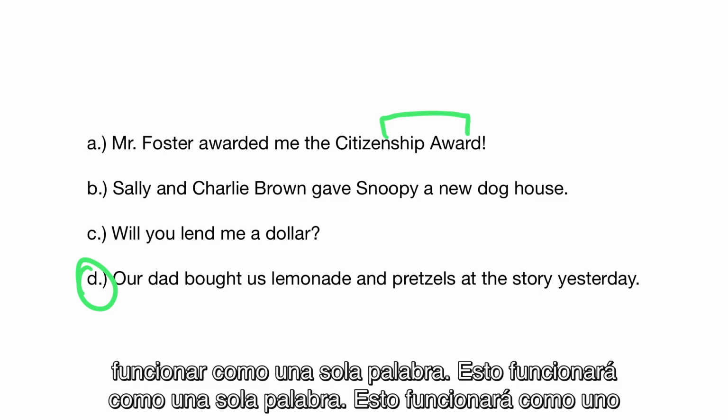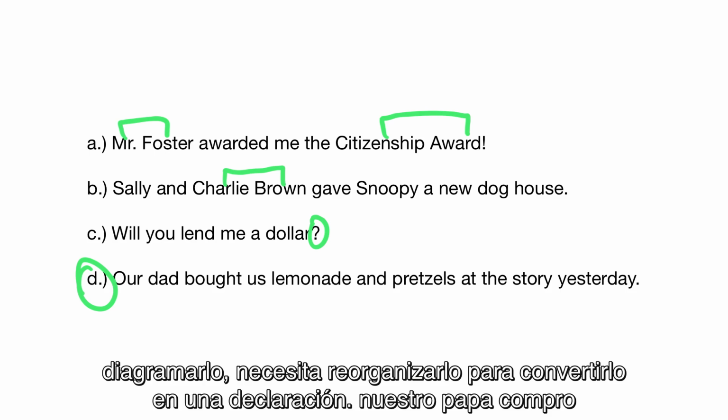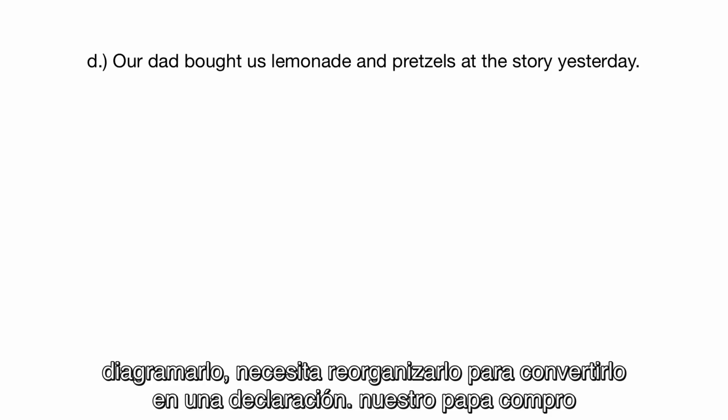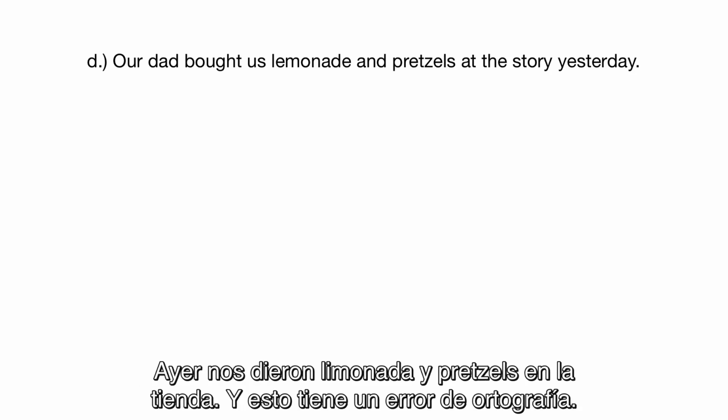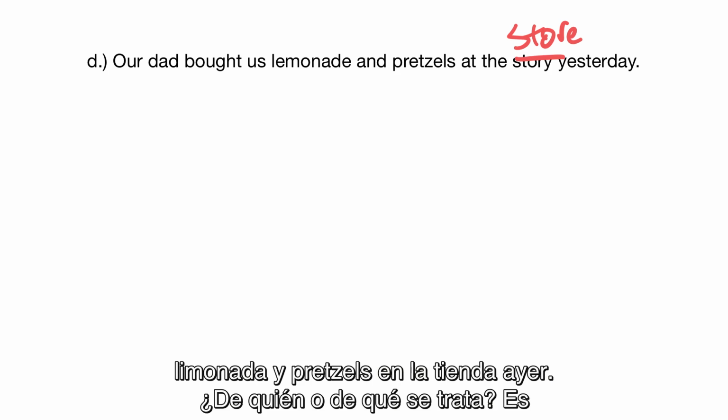This right here will function as one word. This will function as one word. This will function as one word. Remember when you diagram C that it's a question, so in order to diagram it, you need to rearrange it to make it into a statement. And this has a spelling error. This should say store, not story. Our dad bought us lemonade and pretzels at the store yesterday.